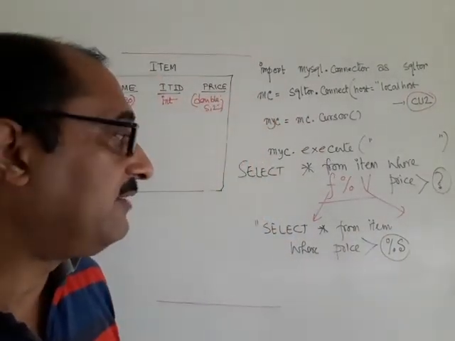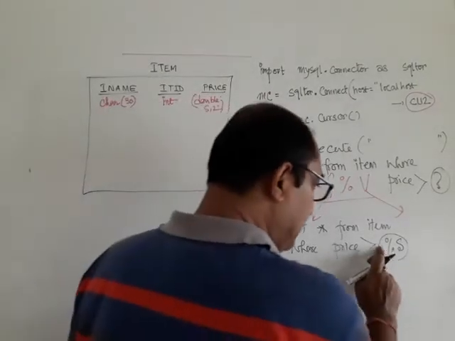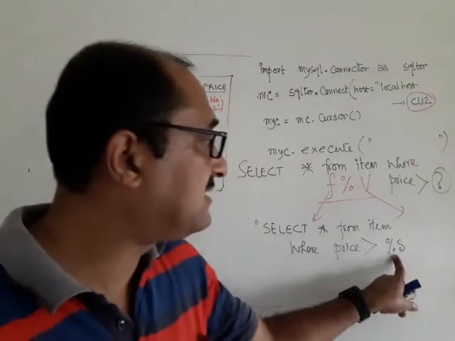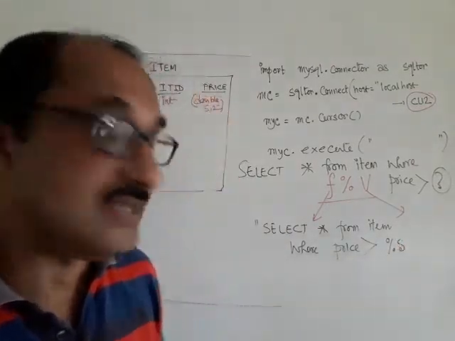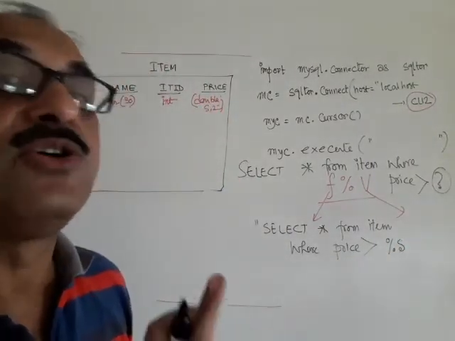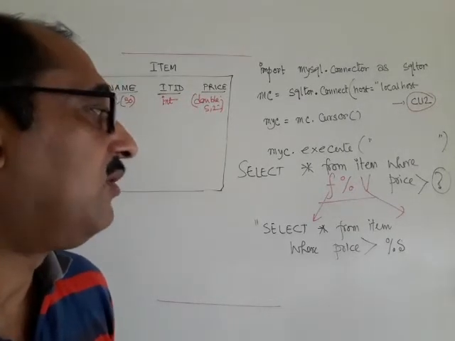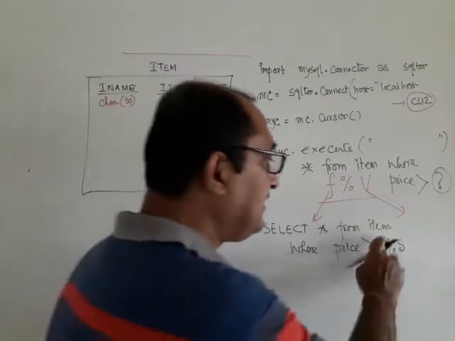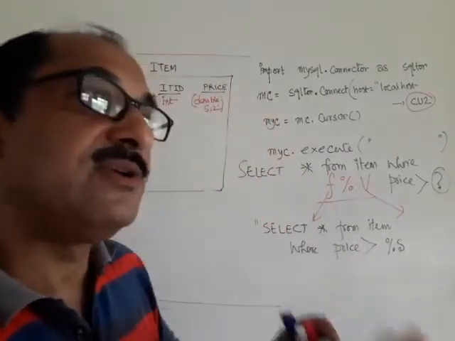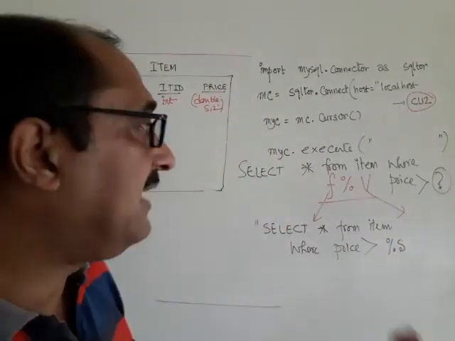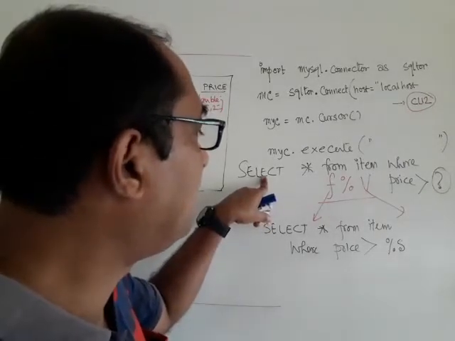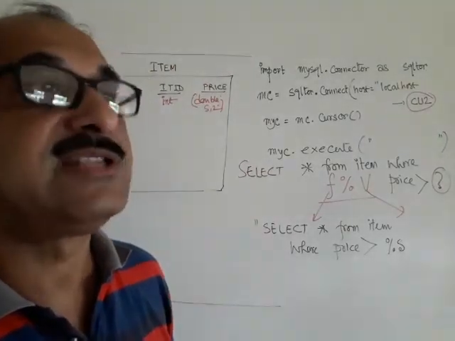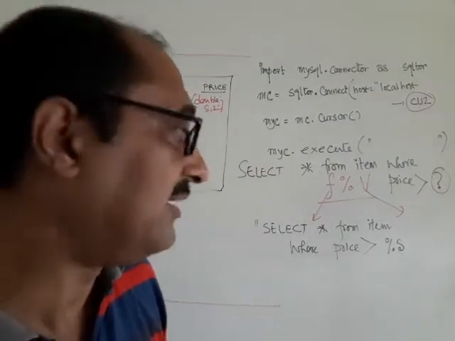Now how to give the value? Before I come to the value part, let me explain properly. This percentage s is also called a placeholder. Whatever you write as a placeholder, that placeholder gets replaced when you execute that SQL command from Python. This placeholder will be replaced, and obviously it will be replaced by a value, and that's what we want.